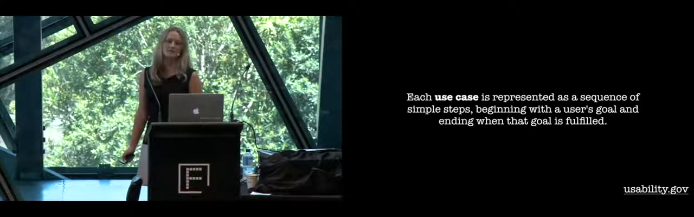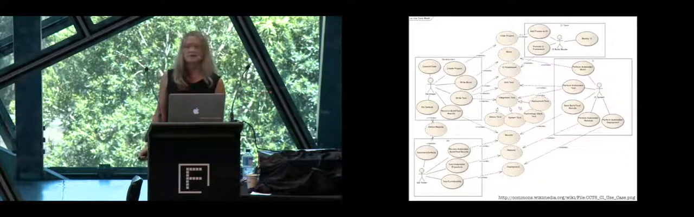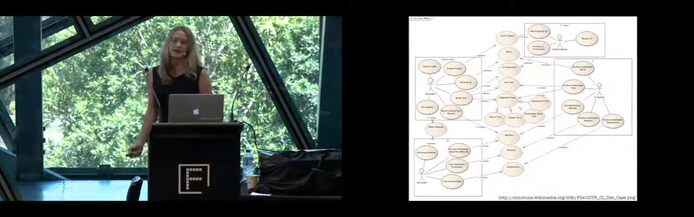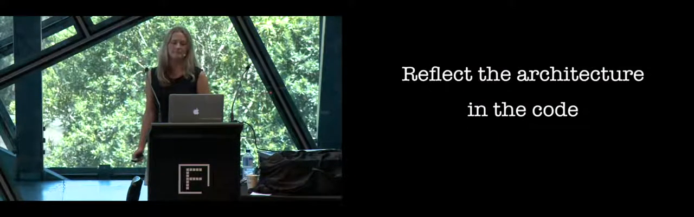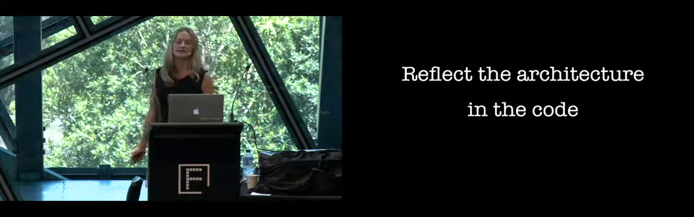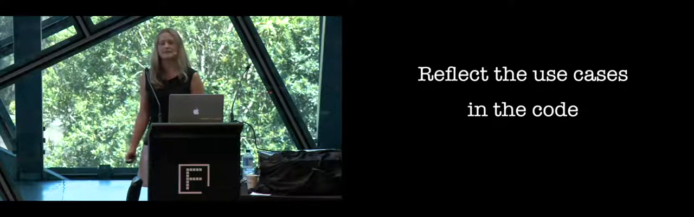And each use case is represented as a sequence of simple steps, beginning with a user's goal and ending when that goal is fulfilled. Written use cases are a great tool for describing the behavior of a system because they provide a list of goals. But as soon as an application gets built, this documentation starts to drift from the implementation and becomes less relatable to the code base. Simon Brown gives a great talk called The Essence of Software Architecture, where he talks about the importance of living architecture, which is reflected in your code. So how can we reflect our use cases in our code?